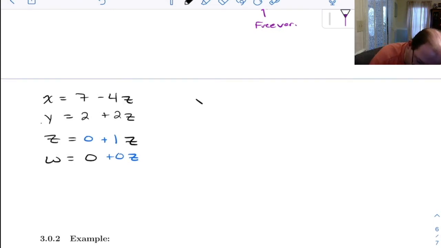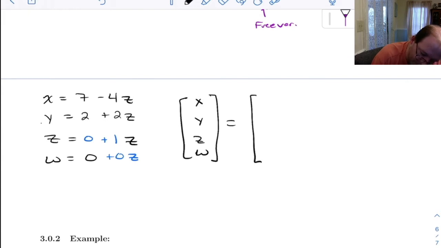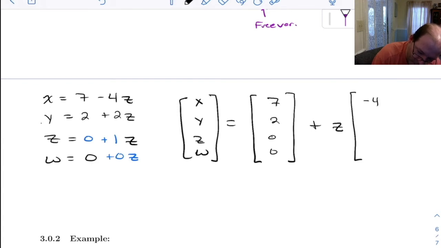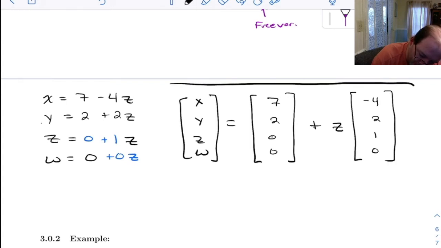But what we're going to do is write it as (x, y, z, w) equals, I'm going to pull this out, (7, 2, 0, 0) plus z times (-4, 2, 1, 0). So that's the only real difference, is how we're writing this solution.